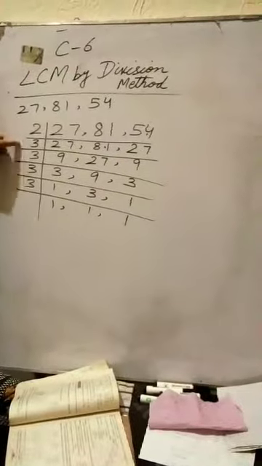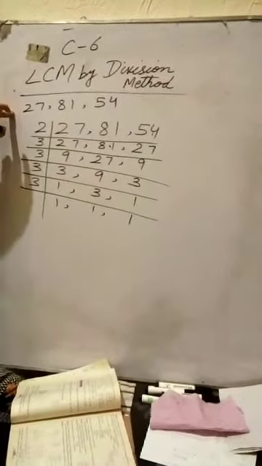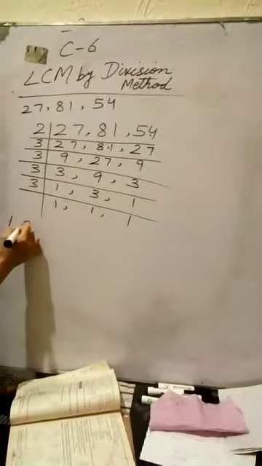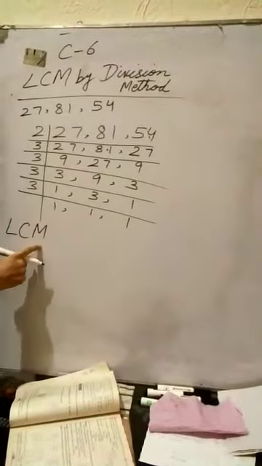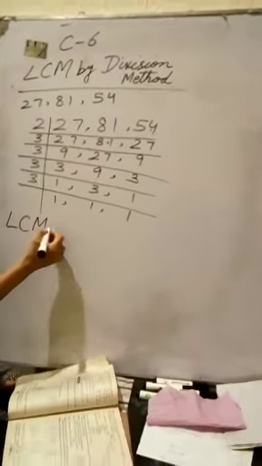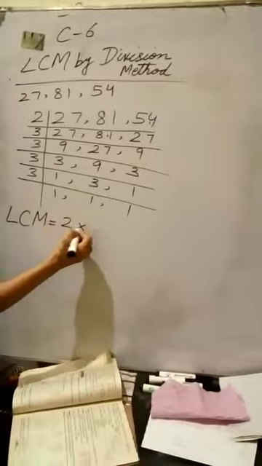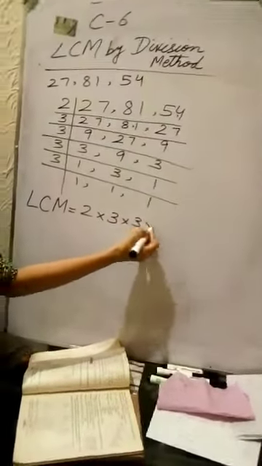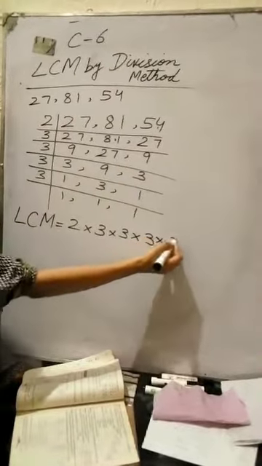It means these are the factors for these three numbers. So LCM, least common multiple. LCM means least common multiple. Now you need to multiply all your values. Multiply with 3, multiply with 3, multiply with 3.